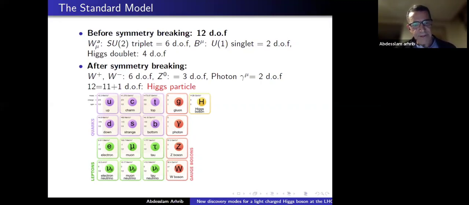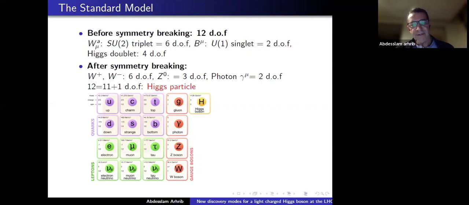After electroweak symmetry breaking, you generate the mass for the W's and the mass of the Z. So this becomes a gauge boson which has mass, so it's 3 degrees of freedom each, which is 6.